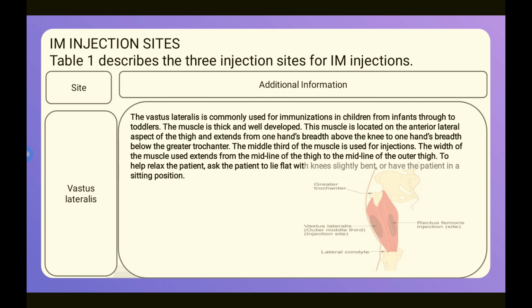Next, the vastus lateralis is commonly used for immunization in children from infants through to toddlers. The muscle is thick and well developed. This muscle is located on the anterior lateral aspect of the thigh and extends from one hand's breadth above the knee to one hand's breadth below the greater trochanter. The middle third of the muscle is used for the injection.